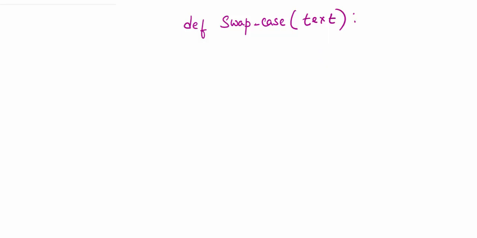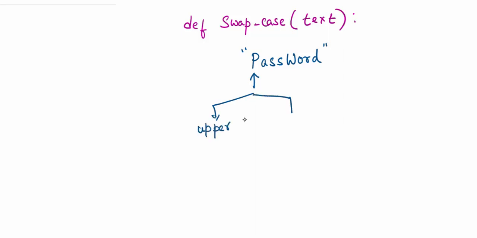All right. How do we go about doing this? The first thing is you have to figure out, let's say the string is something like this, password. You have to loop through this entire text, figure out if each of these letters is an uppercase or a lowercase, right? So upper or lower. If it is an uppercase, you have to convert to a lowercase, and the other way around.